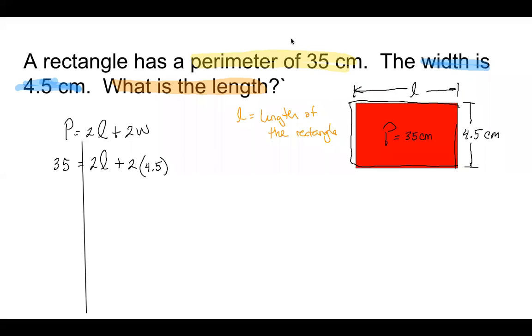First thing I'm going to do is circle my terms. I want to see what my terms are here. 35 is a term. 2 times L is a term. And 2 times 4.5 is a term. So the next thing I'm going to do is simplify my terms. 35 is simplified. 2L is simplified. 2 times 4.5 is 9. So I'm going to simplify that to a 9.